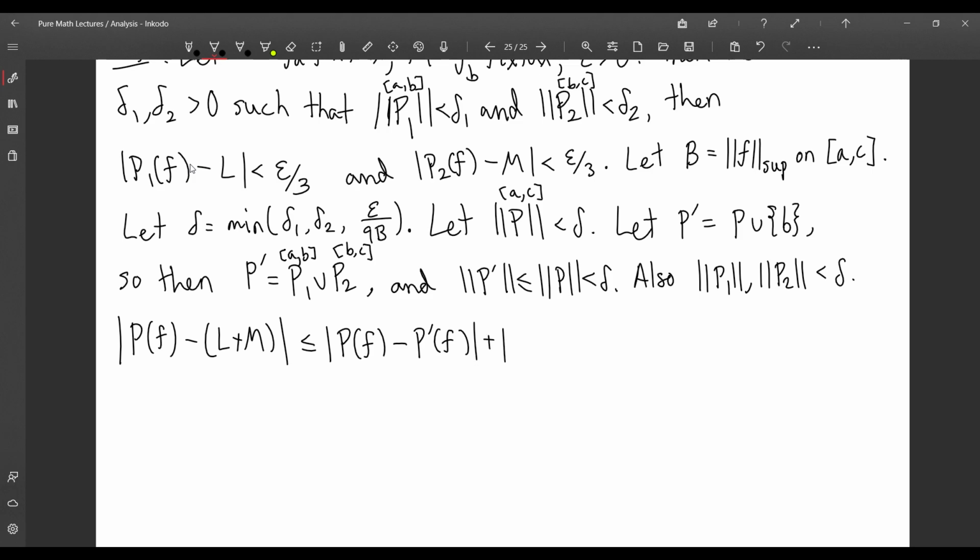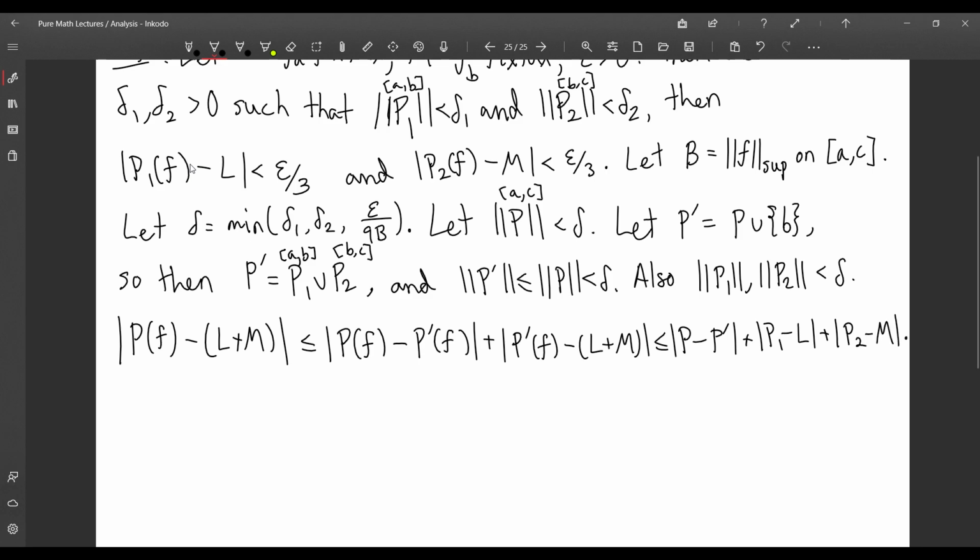And then we're going to have P prime of F minus L plus M, right? So here we've used the triangle inequality to introduce this term, P prime of F, and split it up. And then we're also going to split up this second part. So I'm going to keep this just for shorthand. I'm going to write this P minus P prime. And then we can split this up, right, into P1 and P2. So we're going to have P1 minus L and P2 minus M.